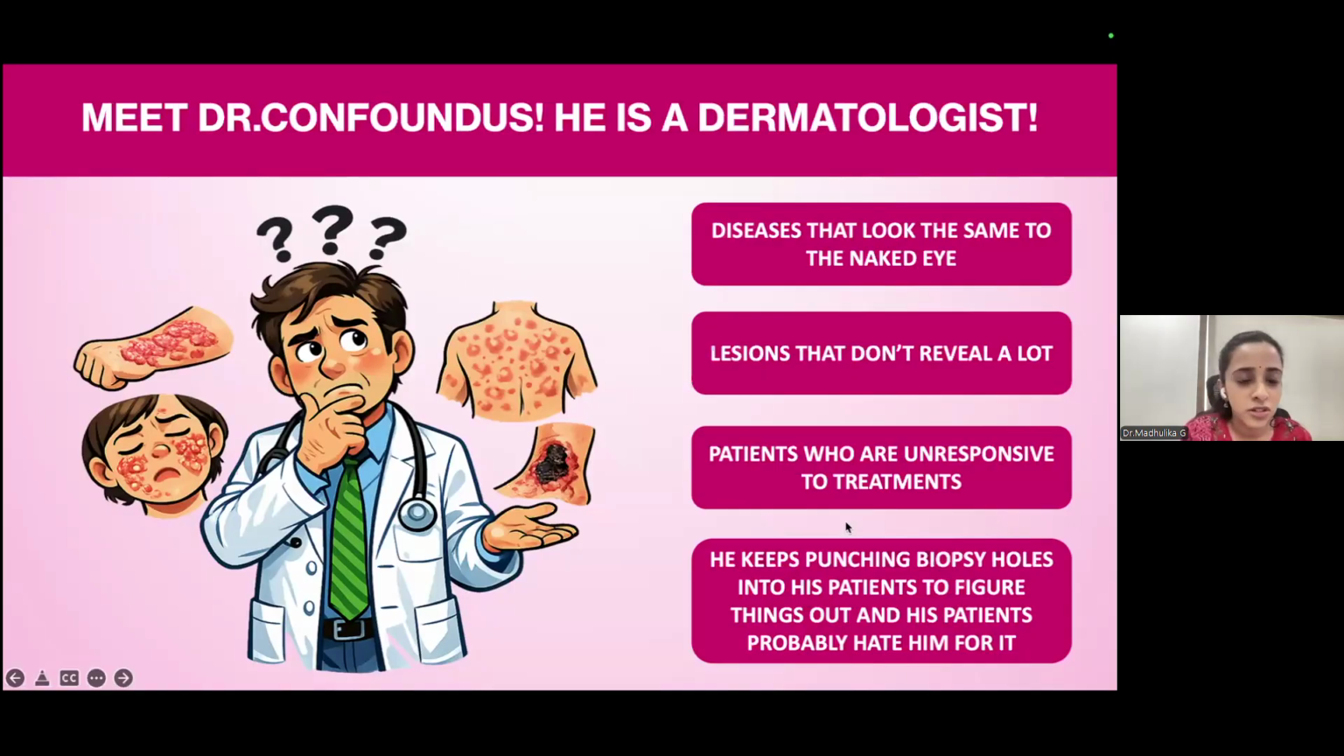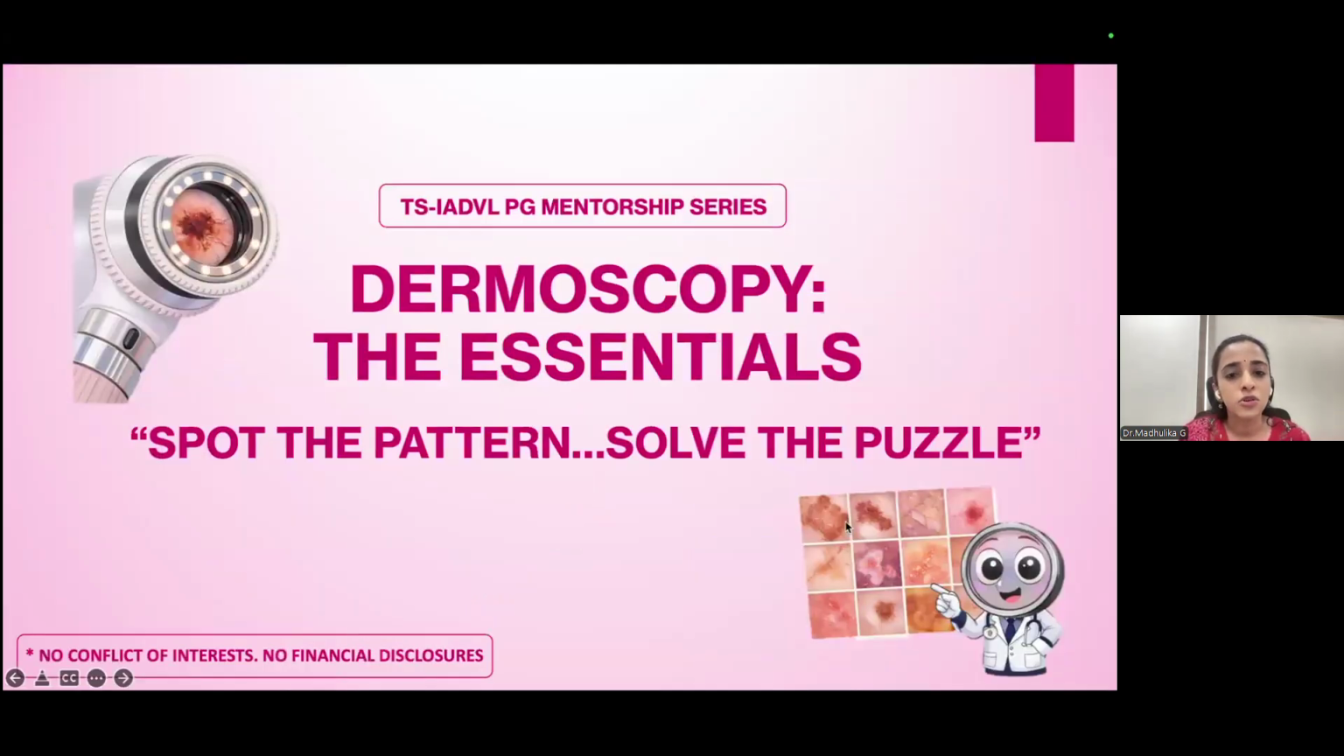So I wanted to introduce you to Dr. Confoundus. He's a dermatologist and he is frequently confounded by diseases that look the same to the naked eye, lesions that don't reveal a lot, patients who are unresponsive to treatments. He keeps punching biopsy holes into patients to figure things out, and his patients probably hate him for it. So let's introduce Dr. Confoundus to something very magical called dermoscopy. Here we will learn how to spot certain patterns and solve the puzzle that is our dermatological diseases. I have no conflicts of interest and no financial disclosures.